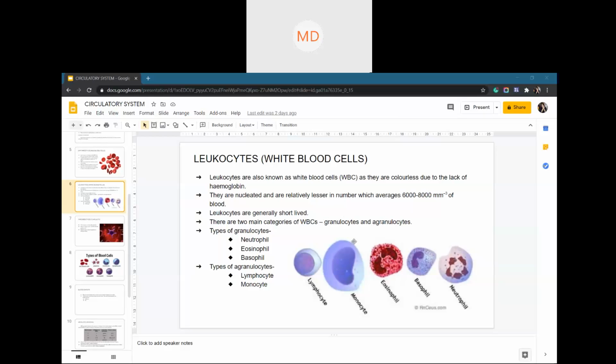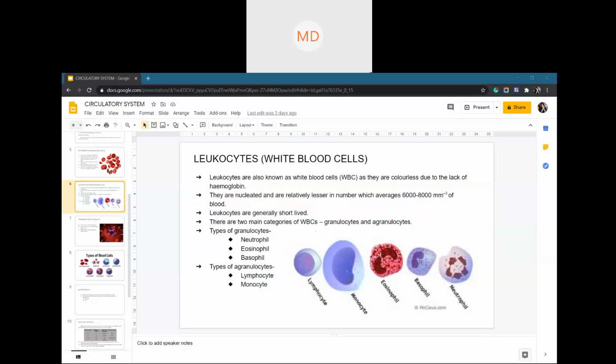Now, these granulocytes are also divided into three types, based on the shape of the cell and the nucleus. One is neutrophil, you can see granules are there. The second is eosinophil, and the third is basophil.